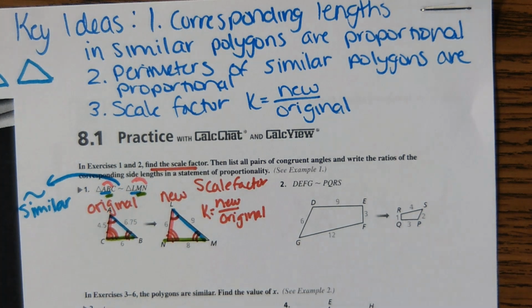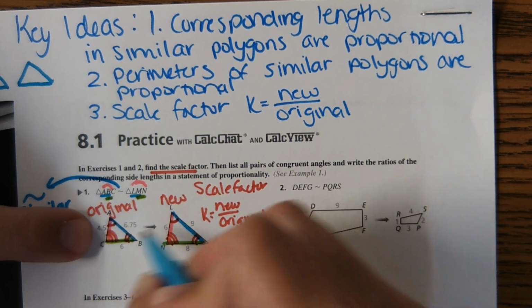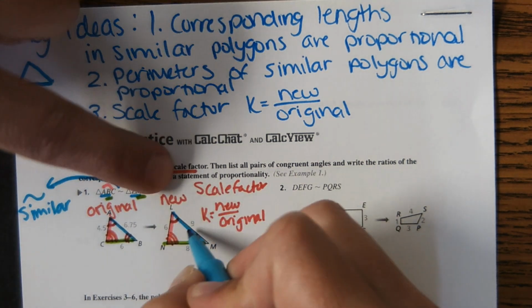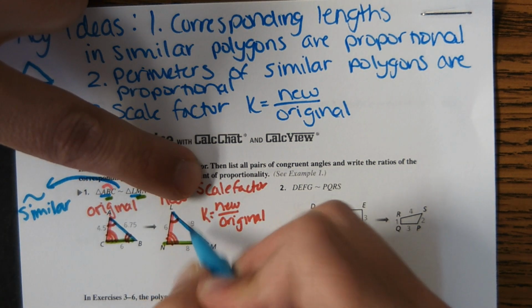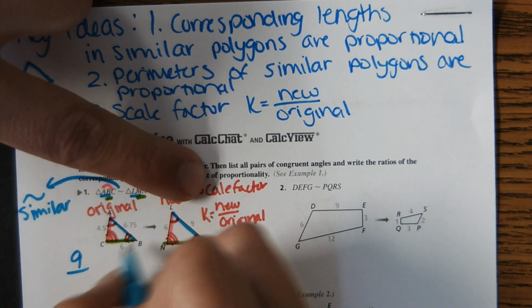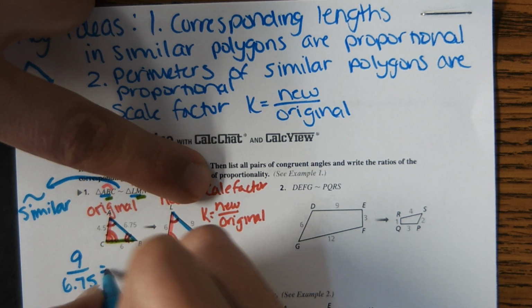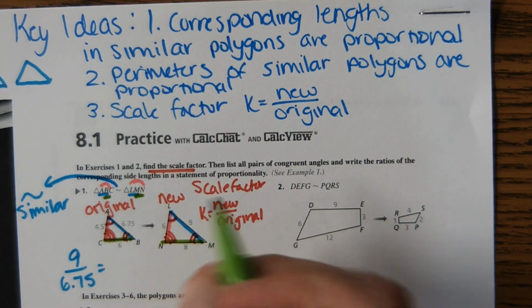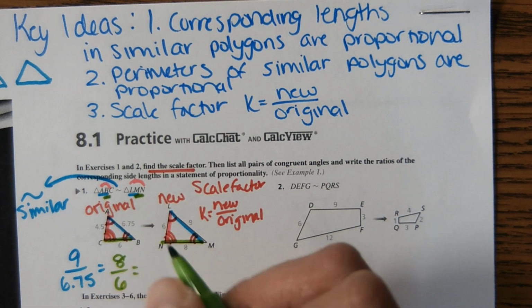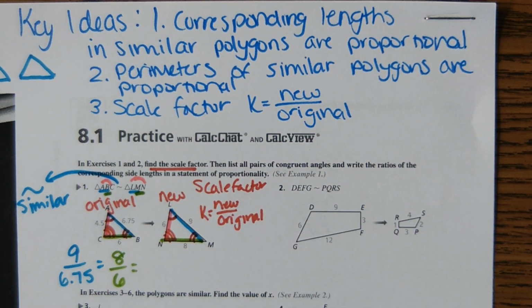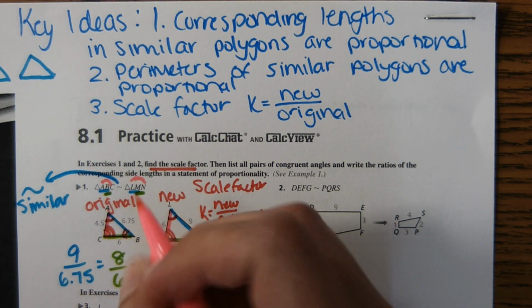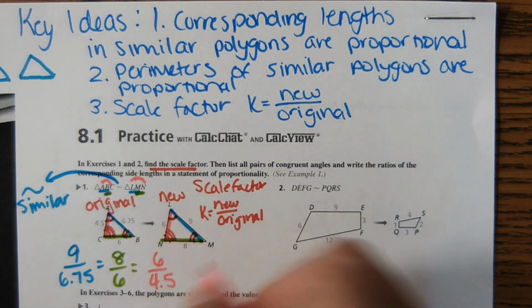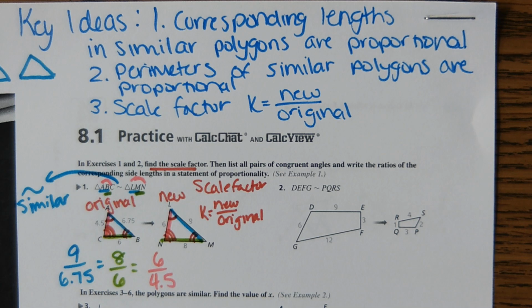Okay, so when we do this, we're going to put corresponding side over corresponding side, new over the original. So here we have this side right here, 9 corresponds with the 6.75 side. And then this corresponds with this, so it would be 8 over 6. See if I color coordinate here, and then 6 over 4.5. So those are all the ratios.